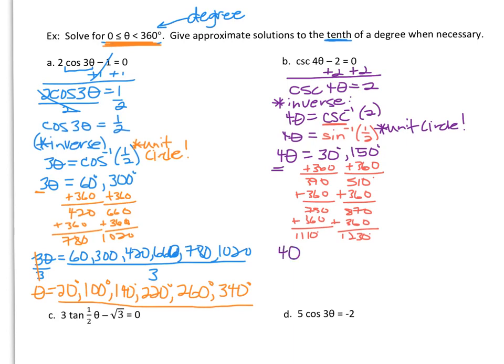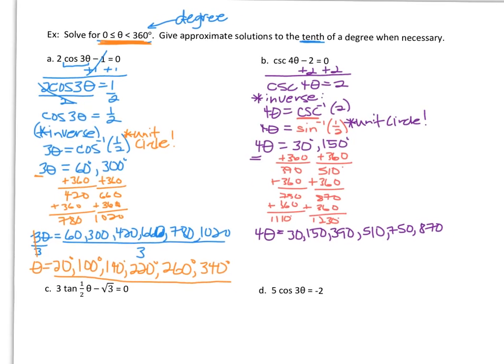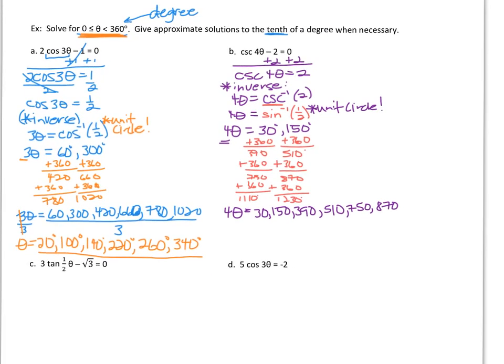Let's set 4 theta equal to all 8 of them. We have 30, 150, 390, and 510. 750, I might run out of room, 870. No worries, everybody. We can make the screen smaller. Look at us go. All right, that's enough. After 870, we have 1,110. Oh, I can't get that to fit. Gave myself all that space. Oh, it's fine. 1,110. And then our final angle, 1,230.